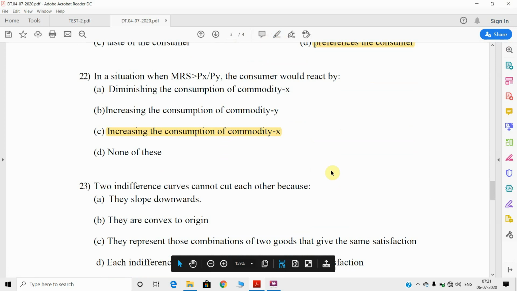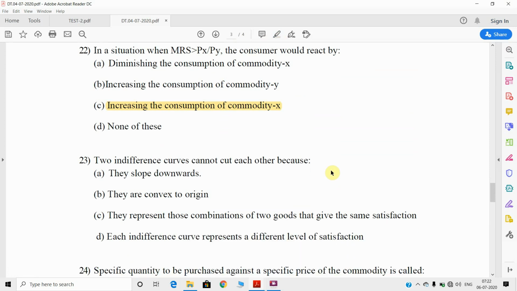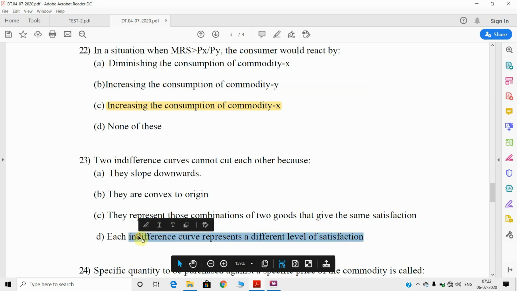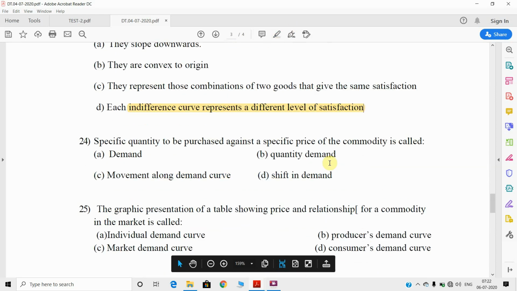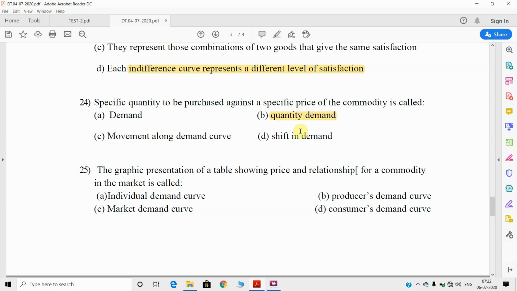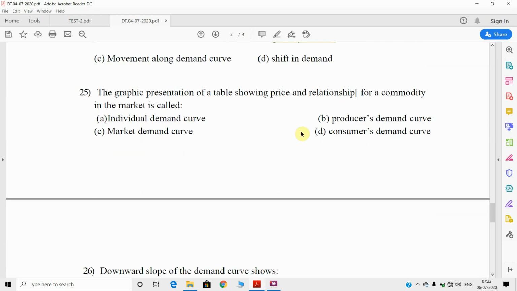23. Two indifference curves cannot cut each other because each indifference curve represents a different level of satisfaction. 24. The specific quantity purchased against a specific price of the commodity is called quantity demanded, when the price of that commodity and the quantity of that commodity are related. 25th. A graphic representation of a table showing the price and quantity relationship of a commodity in a market is the market demand curve. It is very easy.